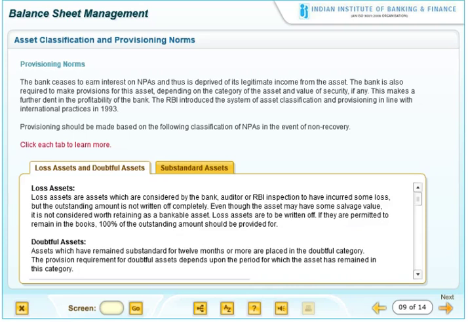The RBI introduced the system of asset classification and provisioning in line with international practices in 1993. Provisioning should be made based on the following classification of NPAs in the event of non-recovery. Click each tab to learn more.